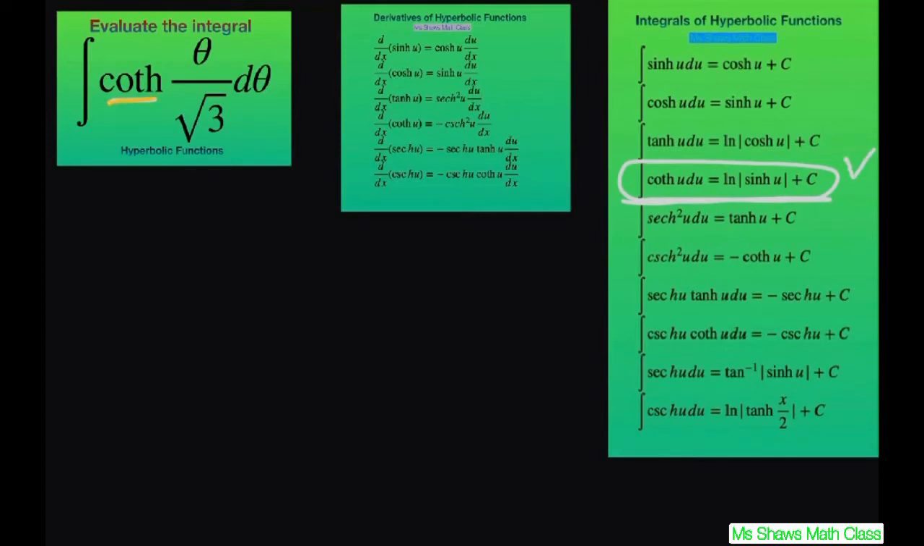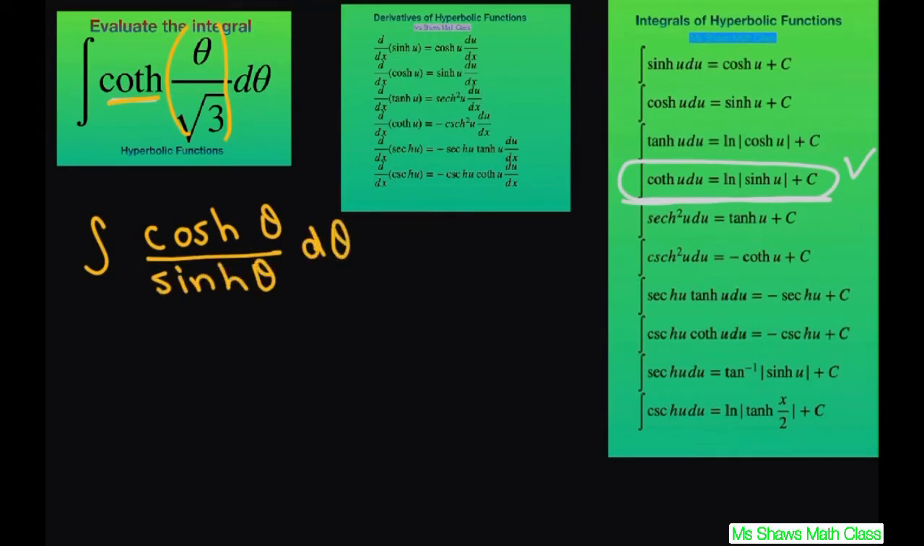So I could write this cotan, I'm going to leave out this part for now and just write theta. I can write this as hyperbolic cosine of theta divided by hyperbolic sine of theta d theta. So I'm going to let u equal hyperbolic sine of theta. So du equals hyperbolic cosine of theta d theta.